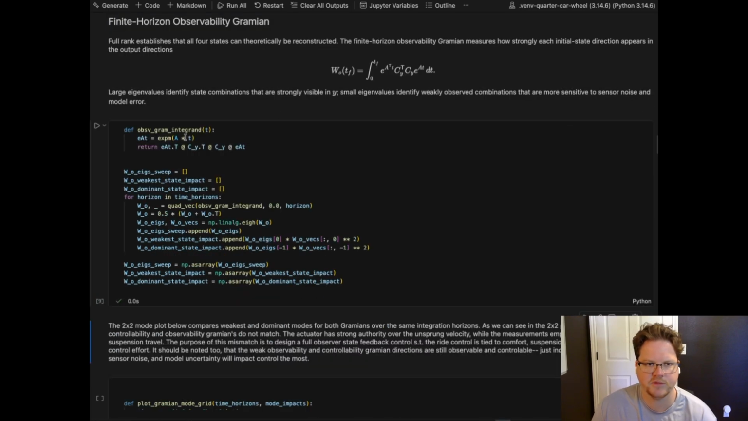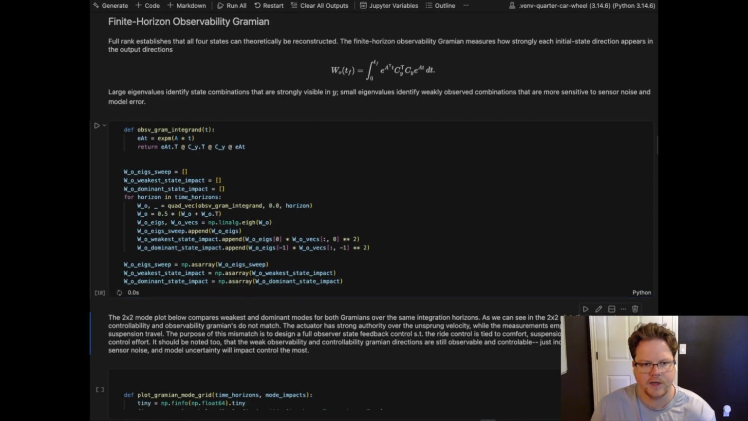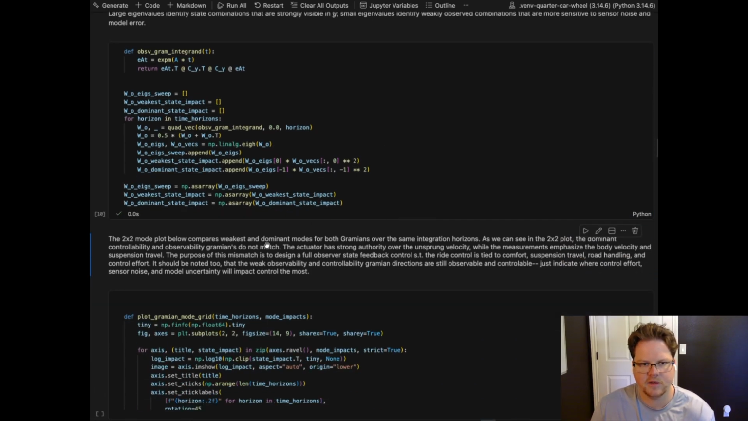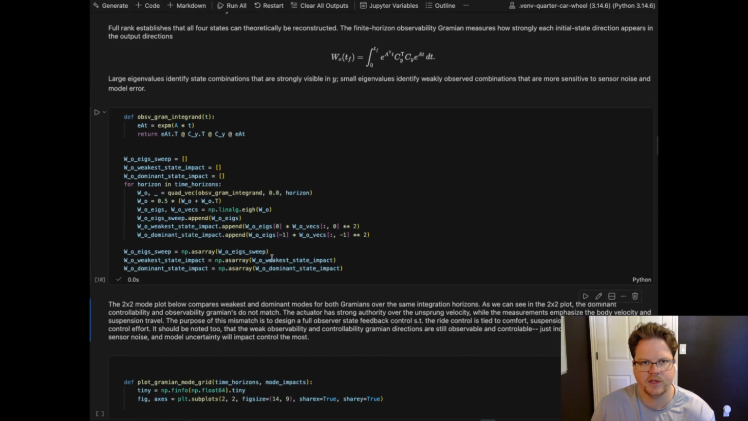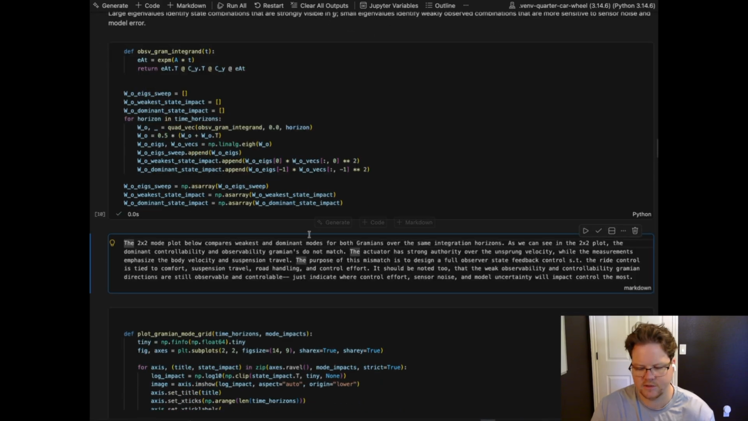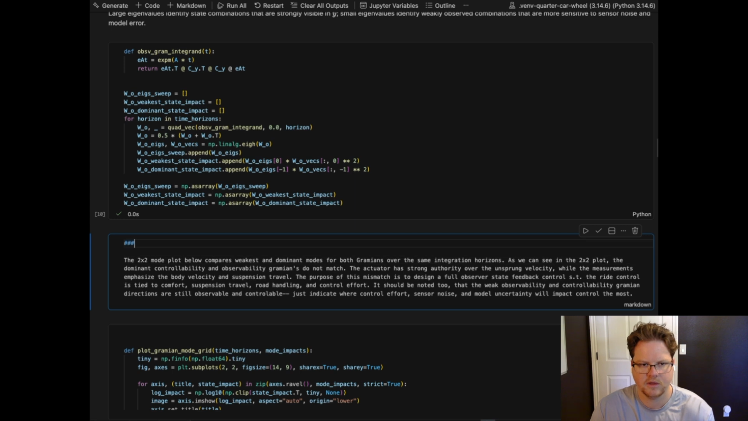Okay, so we got the observability Gramian encoded, and this is exactly the same thing. We have the sweep, we have the weakest state impact, dominant state impact, and then this will be just a brief analysis here. Gramian and observability Gramian analysis.